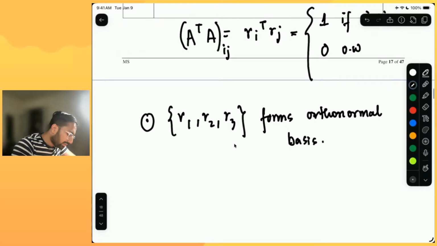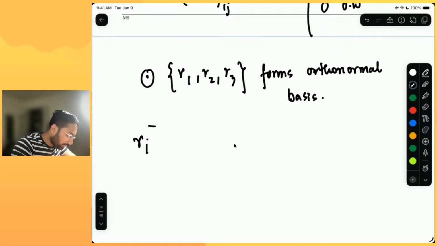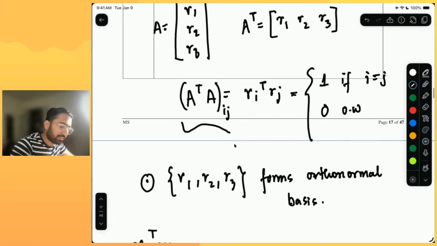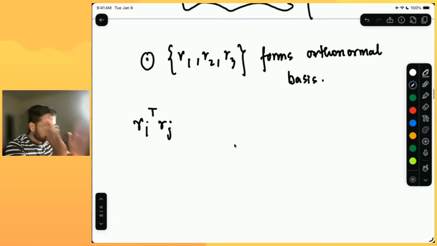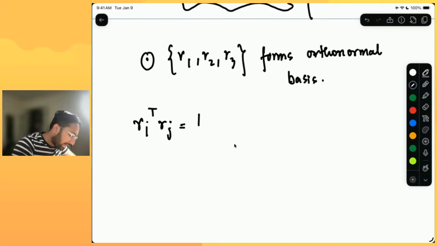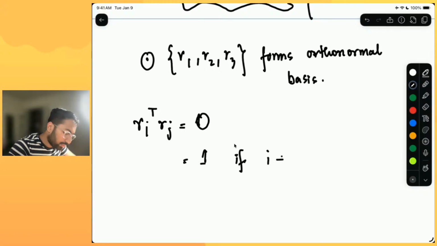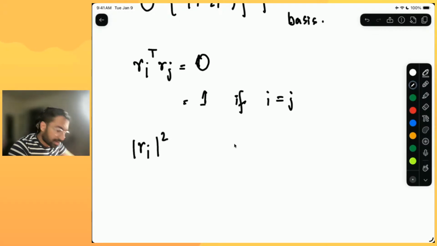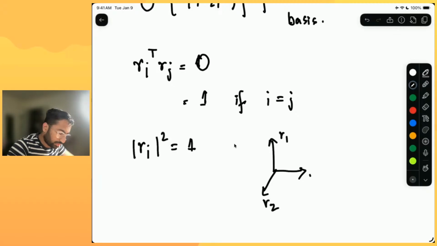It means that Ri transpose Rj, this is exactly what I'm rephrasing, whatever equation we have written here. All 3 of them are orthogonal, that means the dot product is 0, and is equal to 1 if i is equal to j. That means the norm square of the Ri's is 1, and all 3 vectors R1, R2, and R3 are orthogonal in nature. They're perpendicular.